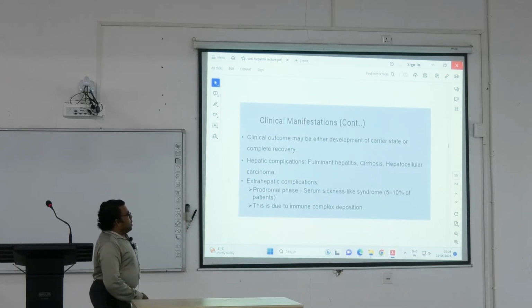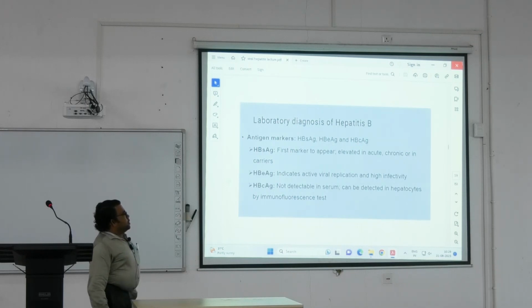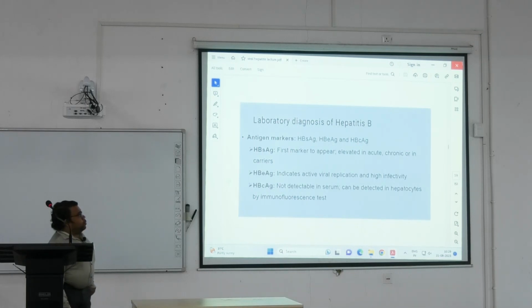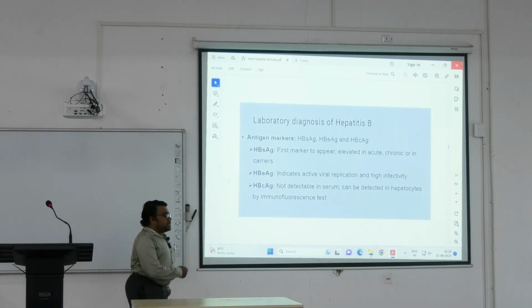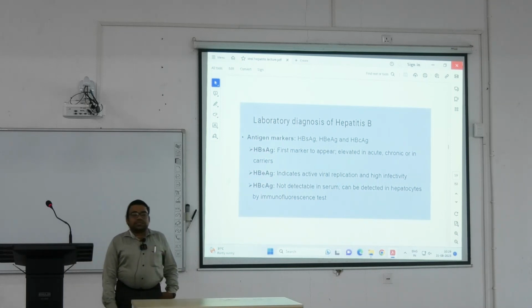Now, coming to laboratory diagnosis, these are the three antigens that are tested for: surface antigen, E antigen, and C or core antigen.